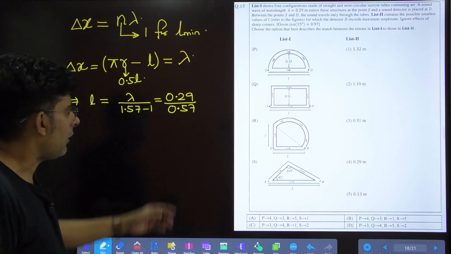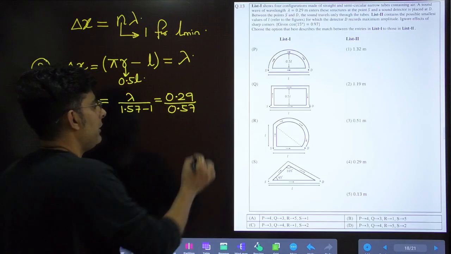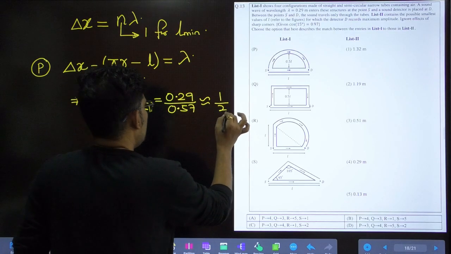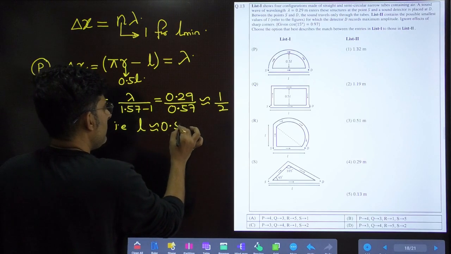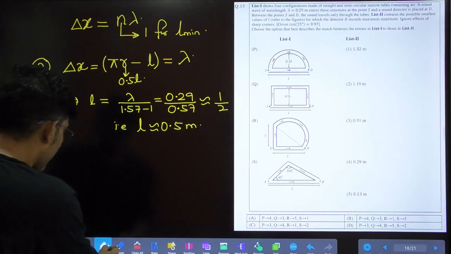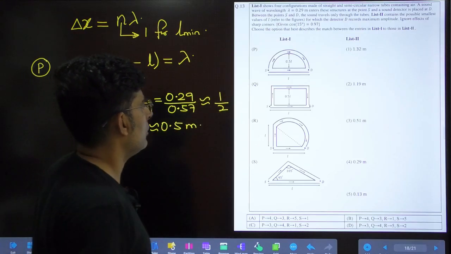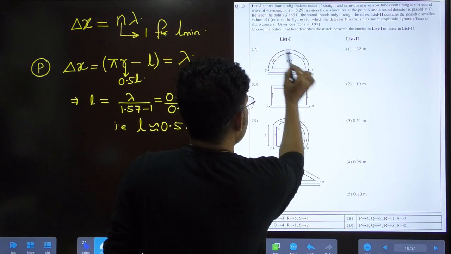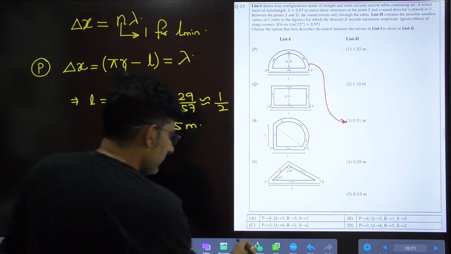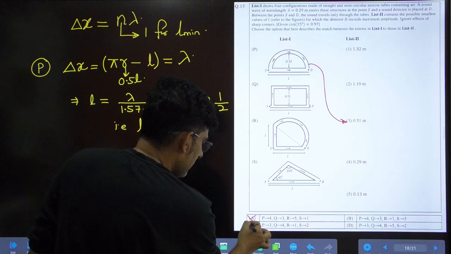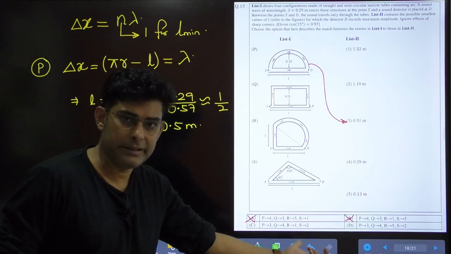So this becomes, lambda is given as 0.29, and 1.57 minus 1 is 0.57. Now I am talking about the approximation. We know 29 twos are 58. So 0.29 by 0.57 will be approximately 1 by 2. So that value of L can be approximately taken as 0.5 meter. So 0.5 meter closest one, do we have any match? Let's see. In all the four, P matches with 3. So if P matches with 3, which all are possible options? A is not possible and B is also not possible. So we are left with C and D, right?